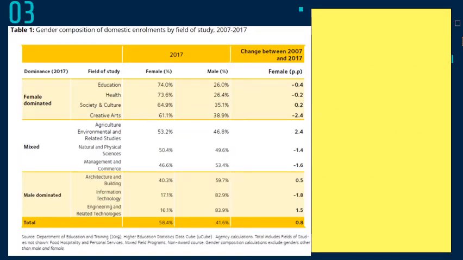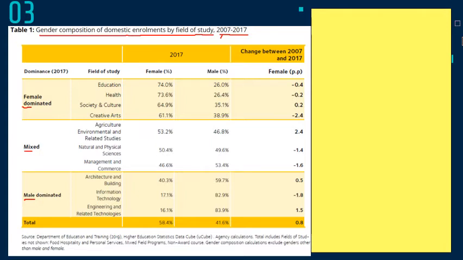Okay, lastly, we're going to look at a table. Now, this isn't to do with gaming. This is to do with the gender composition of domestic enrollments by fields of study in 2007 to 2017. So it's looking at the difference between these two years. It's talking about how many females are enrolled in a university course compared to how many males, because some fields of study or courses tend to have more women in them and others tend to have more men. The ones that have a lot more women are called female dominated, and the ones that have a lot more men are male dominated. Then we have this other category here, which is mixed.